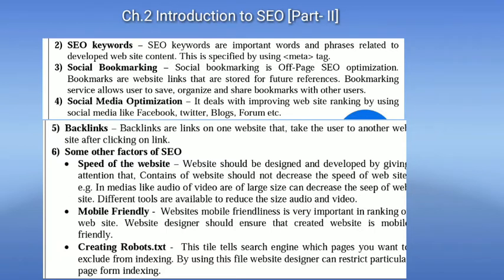Next is mobile friendly. Your website should be mobile friendly. Means your website should display properly on mobile phones, because most of the users are using mobiles to browse or surf websites. Last is creating robots.txt. This file is used to exclude some pages from indexing. Means it is used to avoid or stop some pages to be indexed.